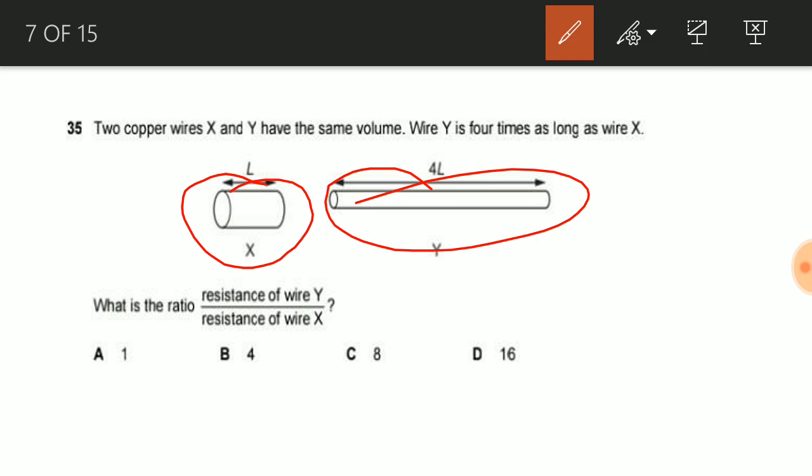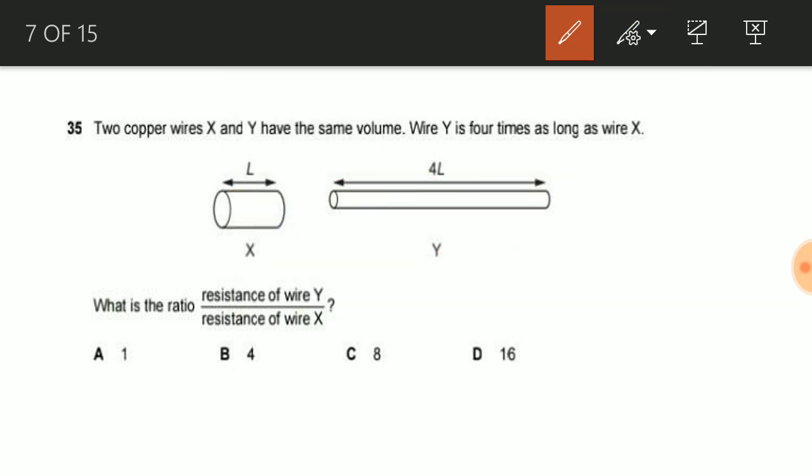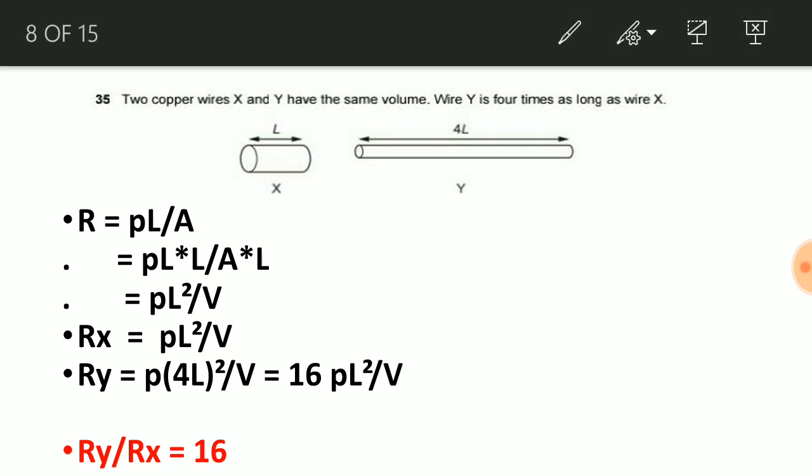Because of that our resistivity will be same. If the wire is not changing, if we are using the same wire, then resistivity remains same. And the important information given here is the volume of this wire X and volume of this wire Y are same. Because of that, now let us see some modification on our standard formula.